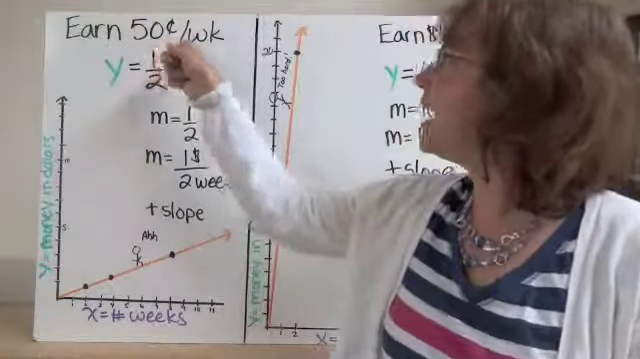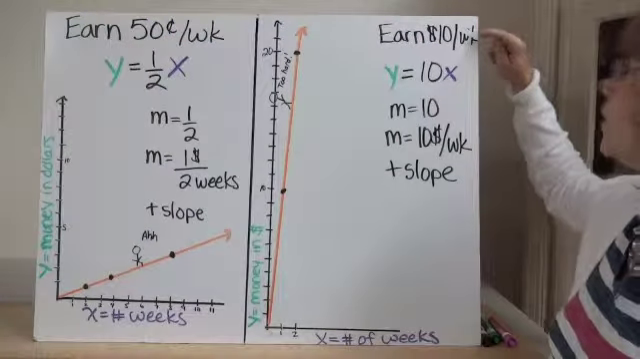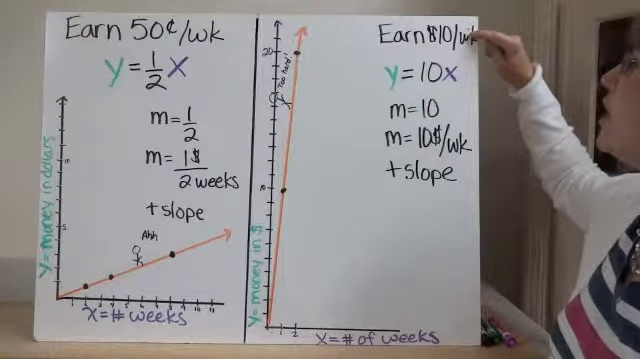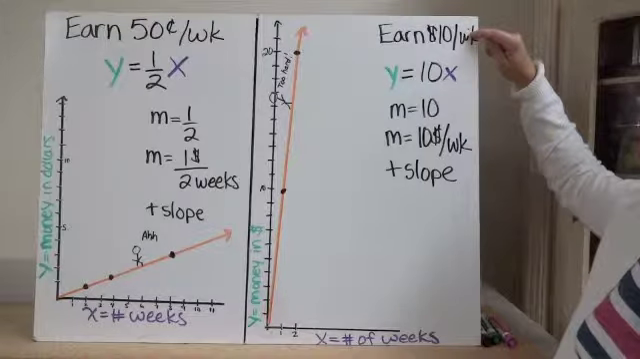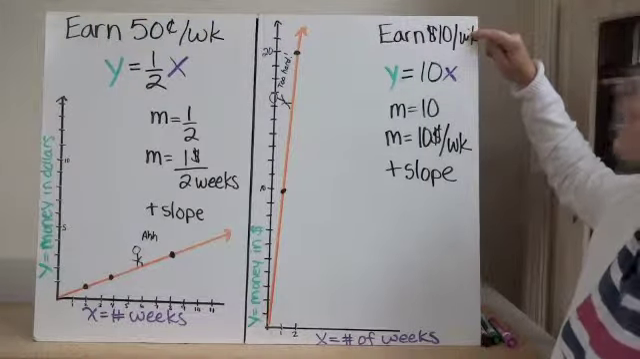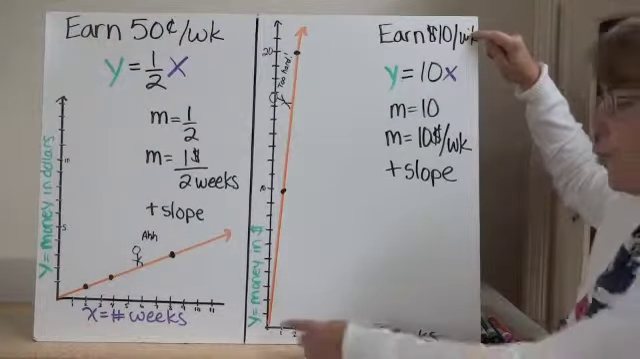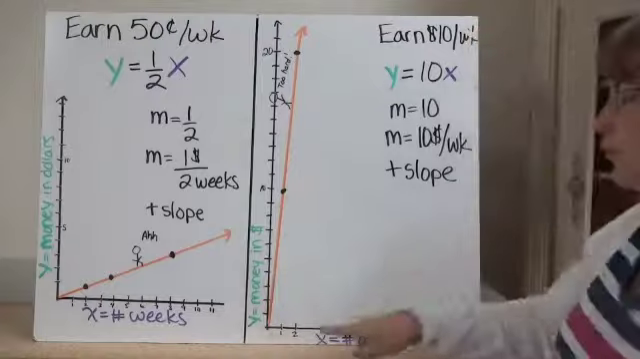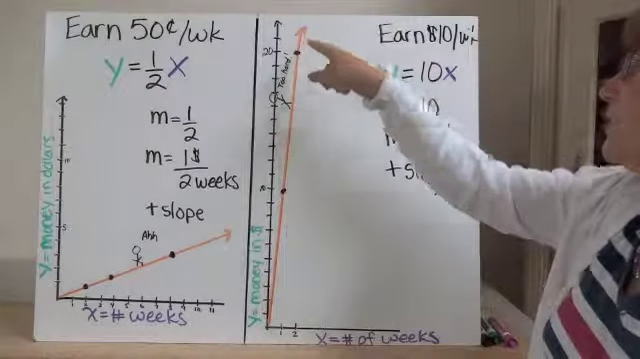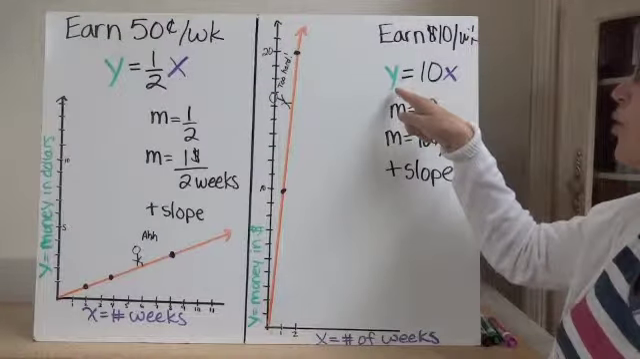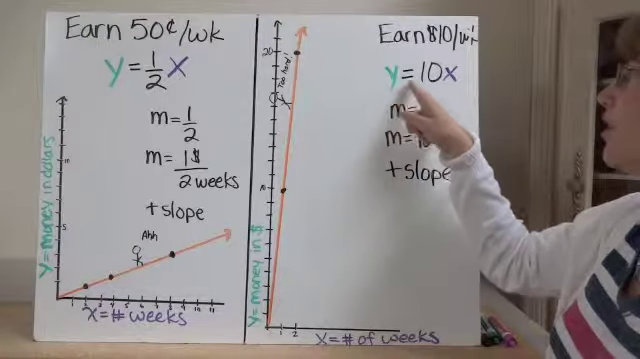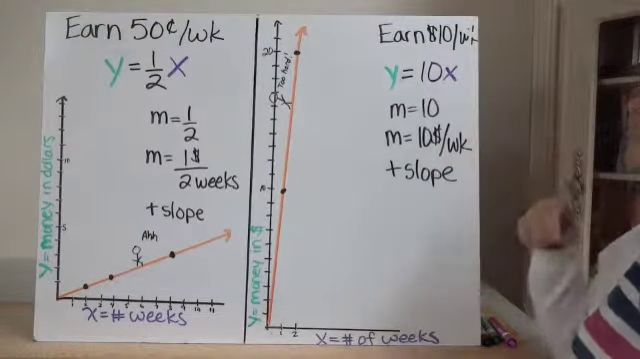Now let's say I have a harder job, or you have a harder job, and I'm earning $10 a week. Let's say I'm doing something really hard, like cleaning out a chicken coop. So I'm making $10 a week every week. So for 1 week, I make $10. After 2 weeks, I have made $20. So my total amount made, my total number of dollars, equals 10 times the number of weeks I work.